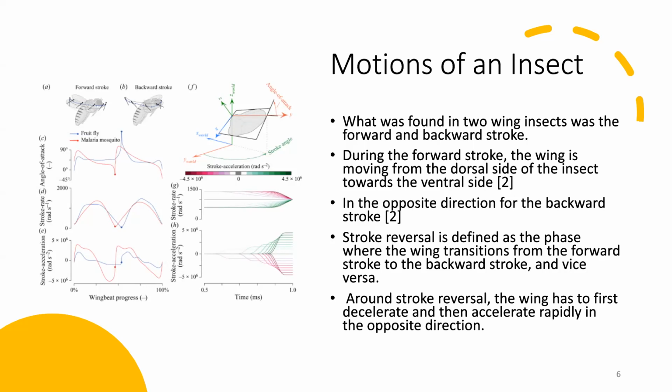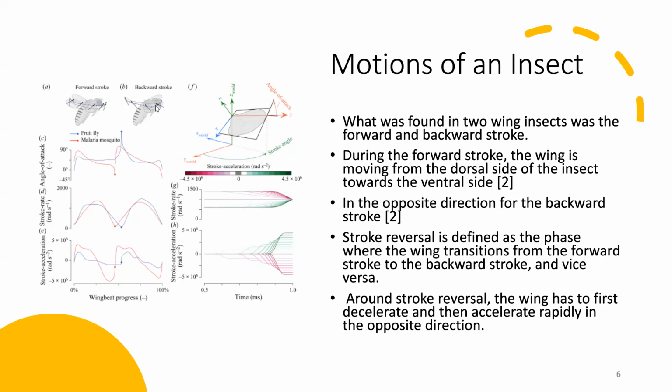Now, during the forward stroke, the wing is moving from the dorsal side of the insect towards the ventral side. I don't know if you can see, but in this image right here, for the forward stroke, the wing is moving from the dorsal side, which is from its body, towards the ventral side, which is upwards. And then the opposite for the backward stroke: it moves down towards the body.